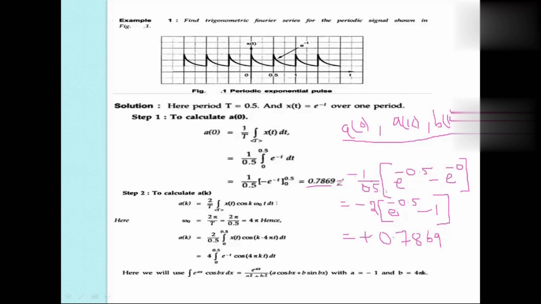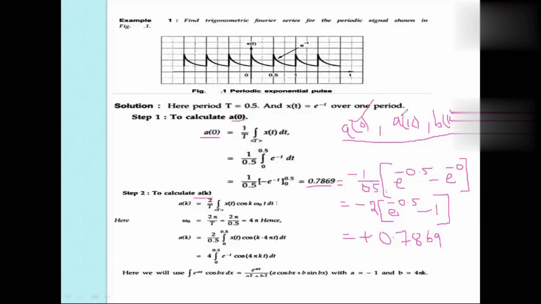Minus into minus becomes plus. 0.7869 is the A0 value, A of 0 value is 0.7869. Then you go for step 2, calculate the A of k.